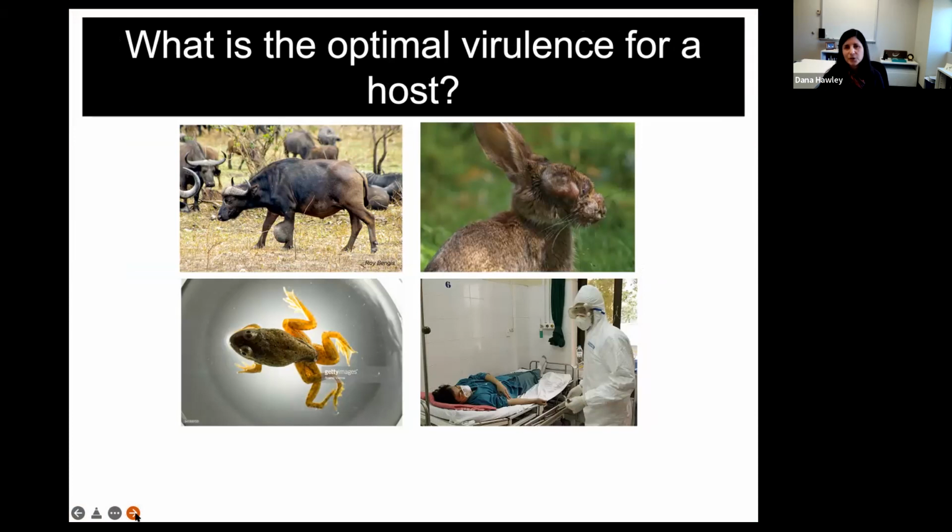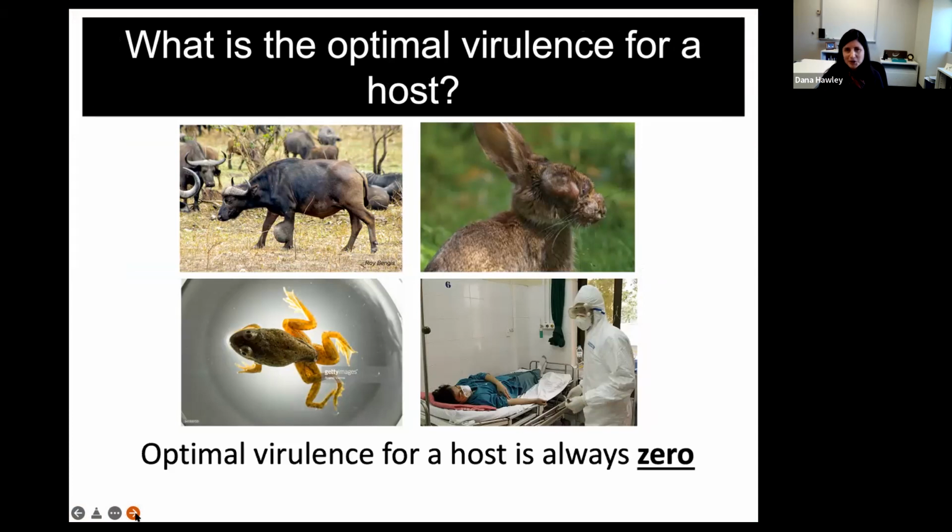So if you think about this, you probably very quickly will come to the answer that the optimal virulence for a host is really always 0, or as close to 0 as possible, right? If we define virulence as a negative effect on host fitness, then of course a host would want no virulence at all. And so we often think of hosts not really having control over virulence, particularly when we quantify that as a pathogen-specific trait.